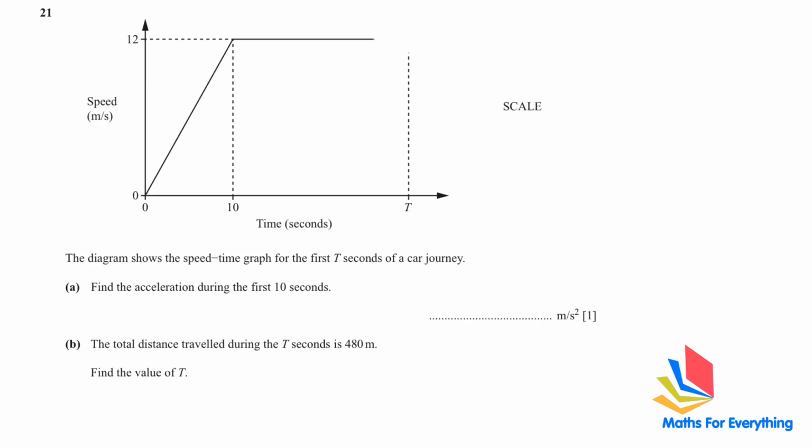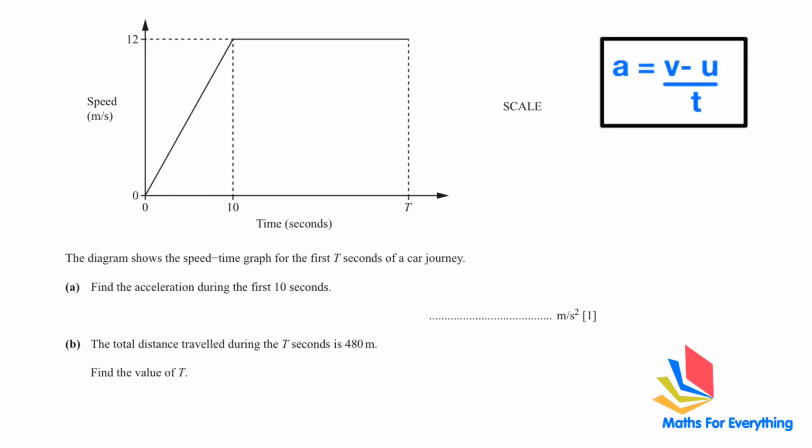Question number 21, we have been given a speed-time graph. The diagram shows the speed-time graph for the first 3 seconds of a car journey. This is the speed and this is the time. Find the acceleration during the first 10 seconds. To find the acceleration, we use the formula acceleration is equal to v minus u over t. V is your final speed or velocity, which is 12. U is your initial velocity, which is 0, and divide by the time taken. Therefore, acceleration is 12 minus 0 divided by 10. That will give you 1.2 meters per second squared.